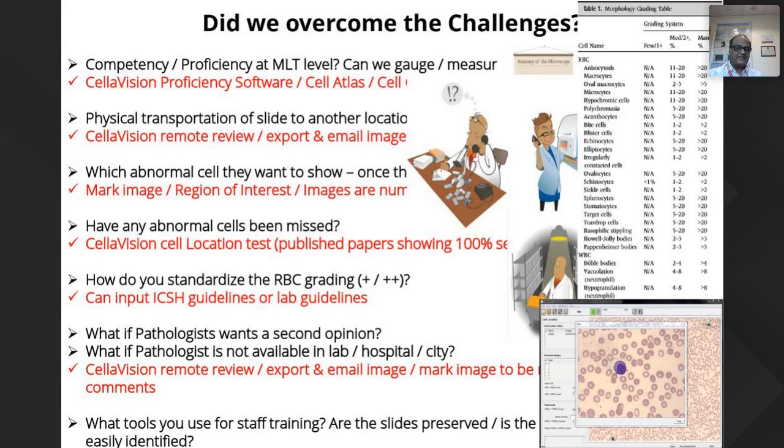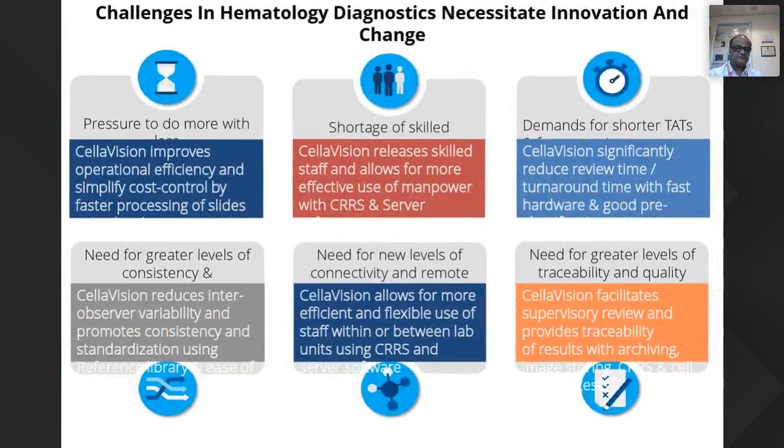Can we do the standardization according to the ISL guidelines? Yes, you can, because the machine gives you the grading itself. You can review and resort it. Can a secondary opinion be done? Yes, it can be done by this. Then staff training becomes very advantageous because you can tell them to simply see this case, do the classification, and give the review itself. So it becomes easy for competency development itself.